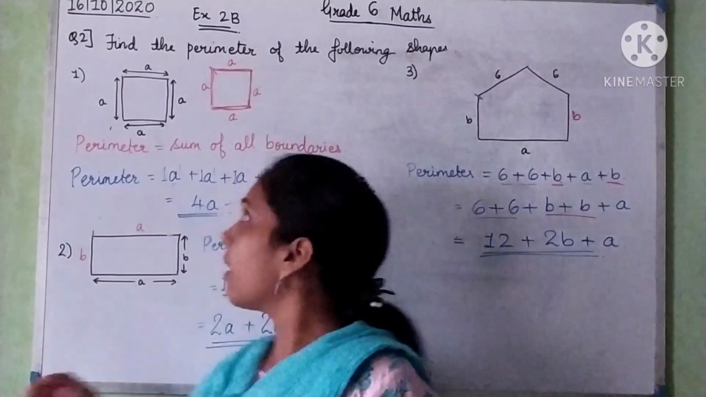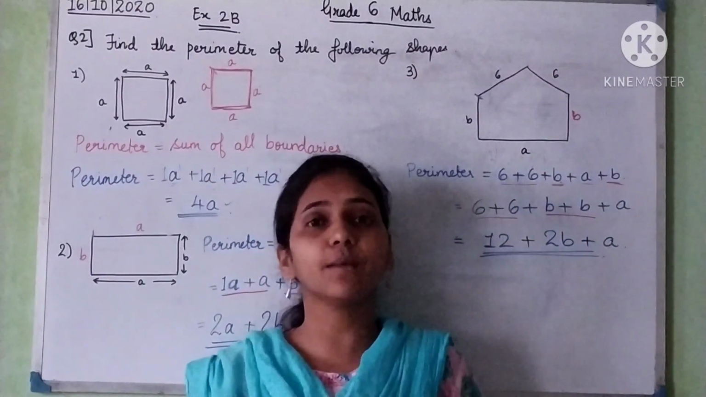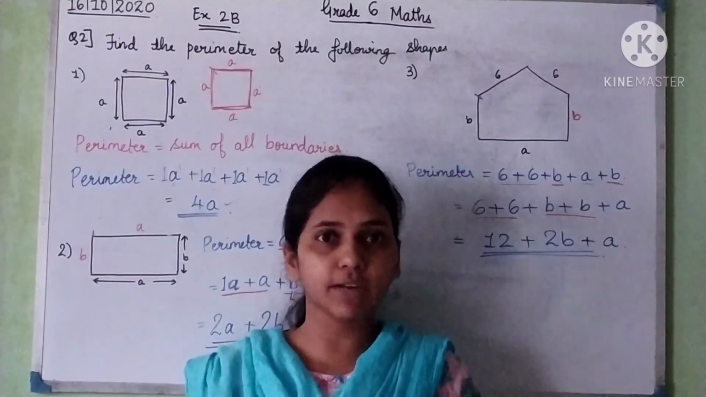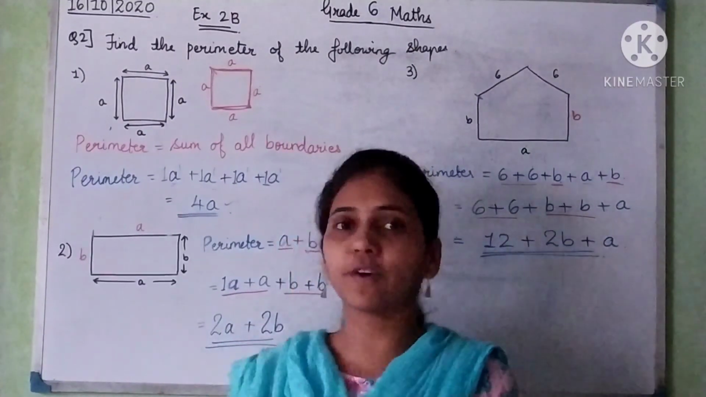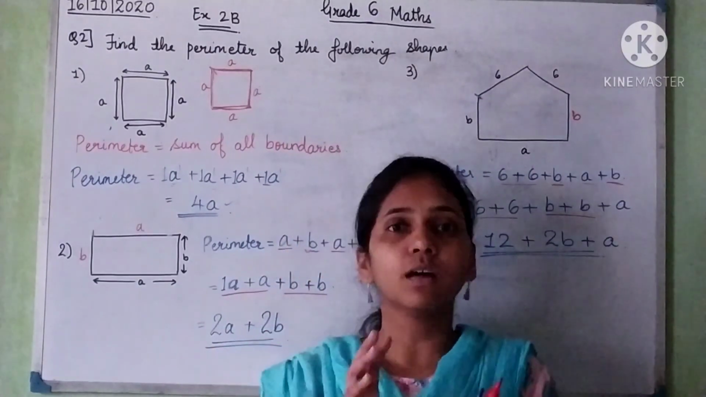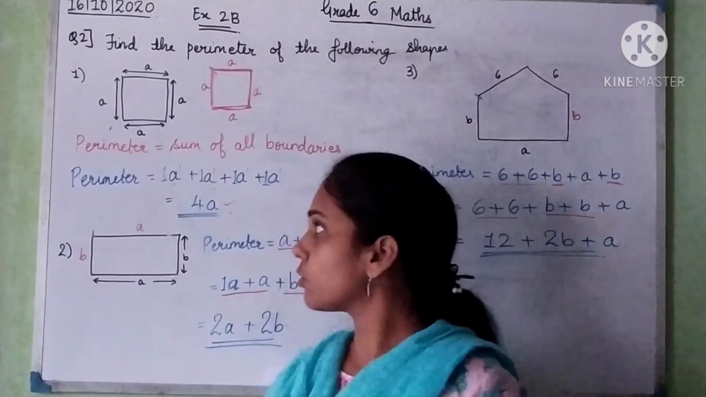So that was it about exercise 2B. We have done how to find the areas, how to frame expressions for the areas of the given rectangles, and then we saw how to find the perimeter of the given shape. So perimeter means nothing but the sum of all the lengths of the boundaries. Okay, so that's it.